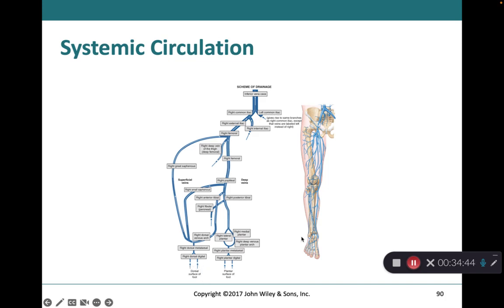Okay, if we start from the dorsal, so the top of the foot, we get the right dorsal digital, then the right dorsal metatarsal, right dorsal venous arch, and then that drains up into the anterior tibial, okay, small saphenous vein, and right great saphenous vein into the femoral, external iliac, common iliac, and then inferior vena cava.